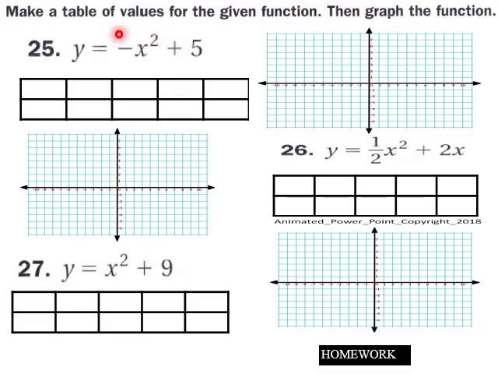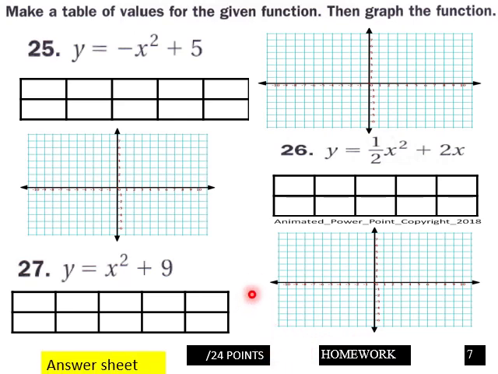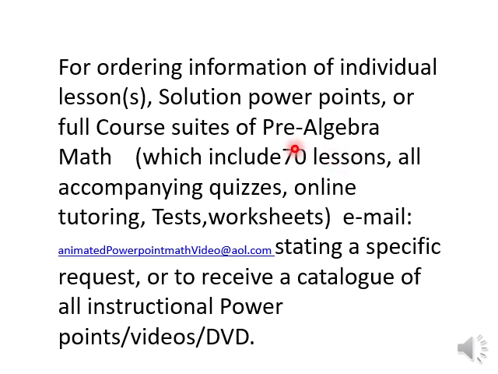Page 7, make a table of values for the given functions here, and then graph the function. So this can go here, that can go over there, and this can go down here. For page 7, you've got 24 points. And that was your homework for 12.6 pre-algebra math.